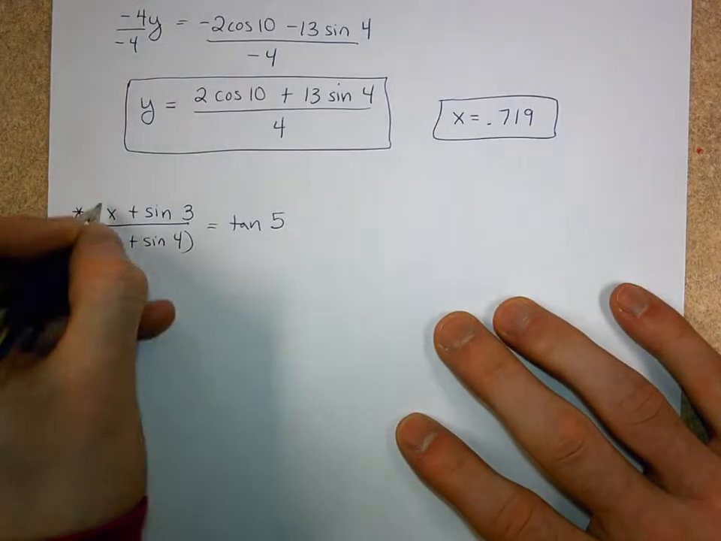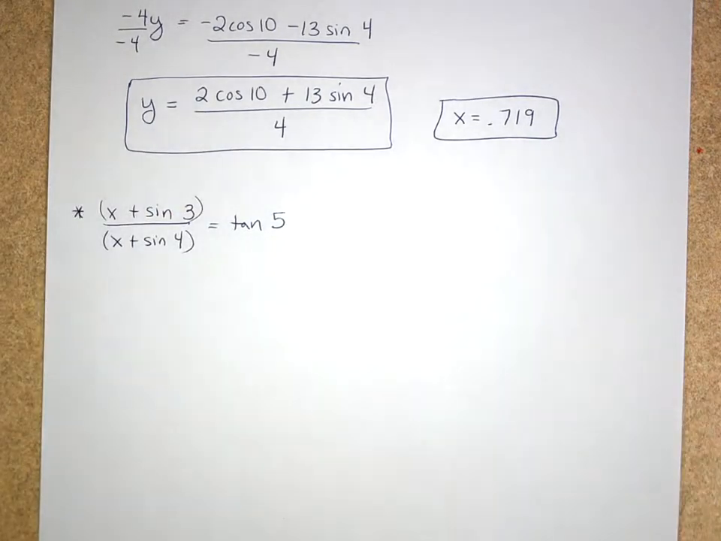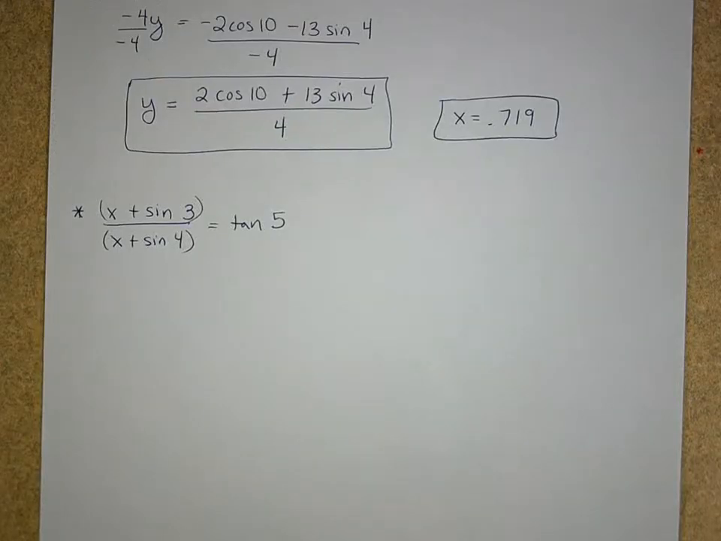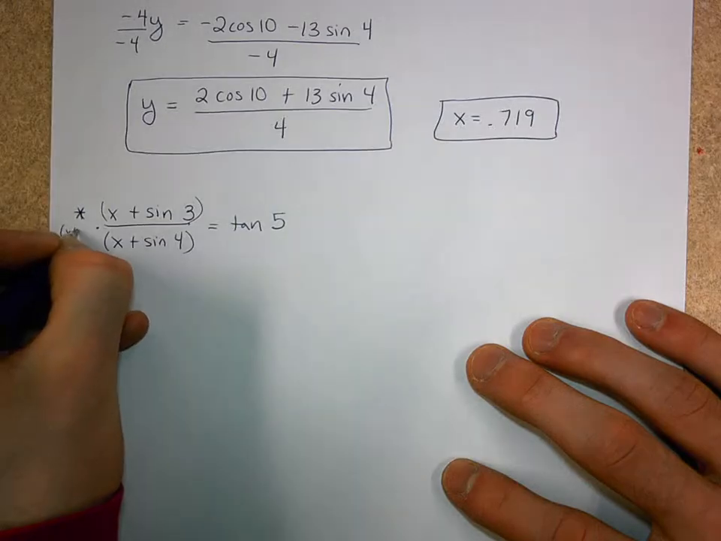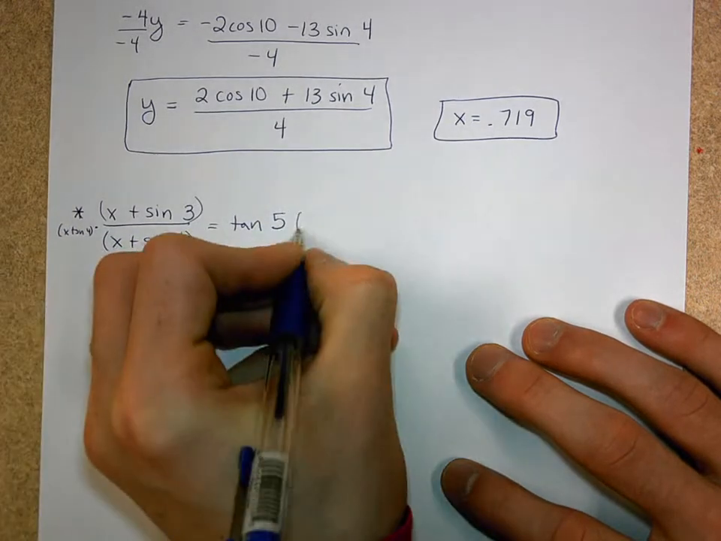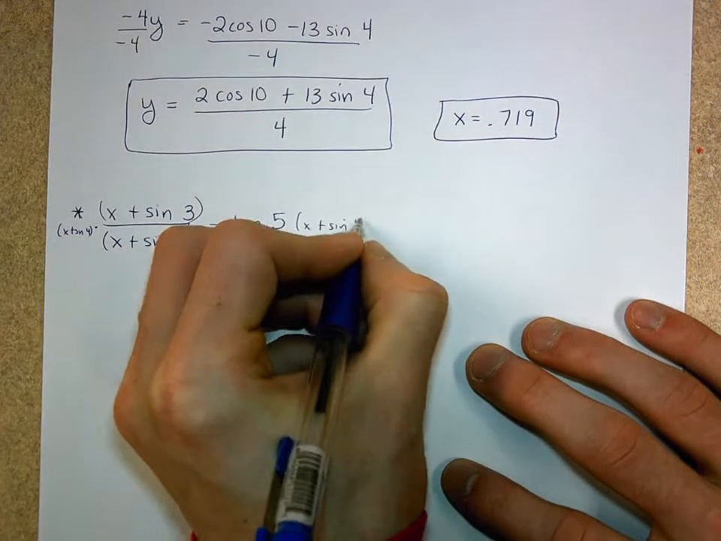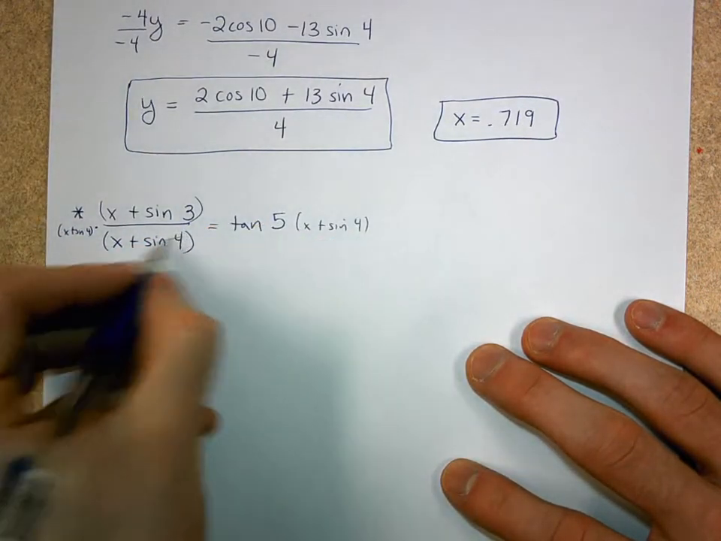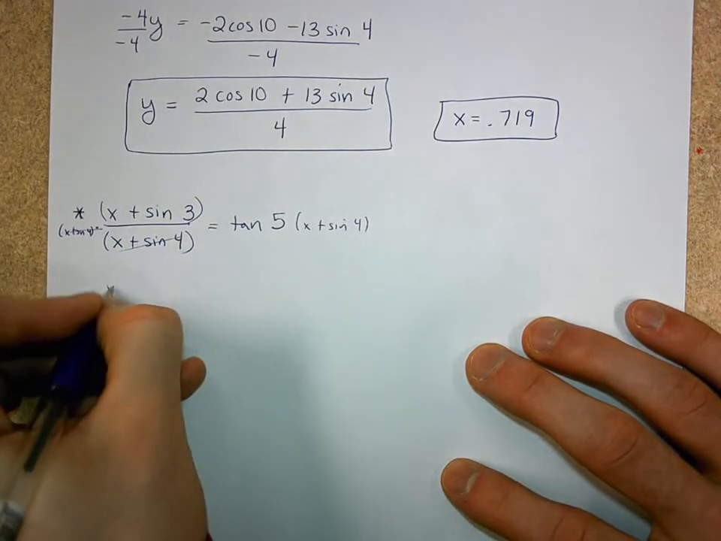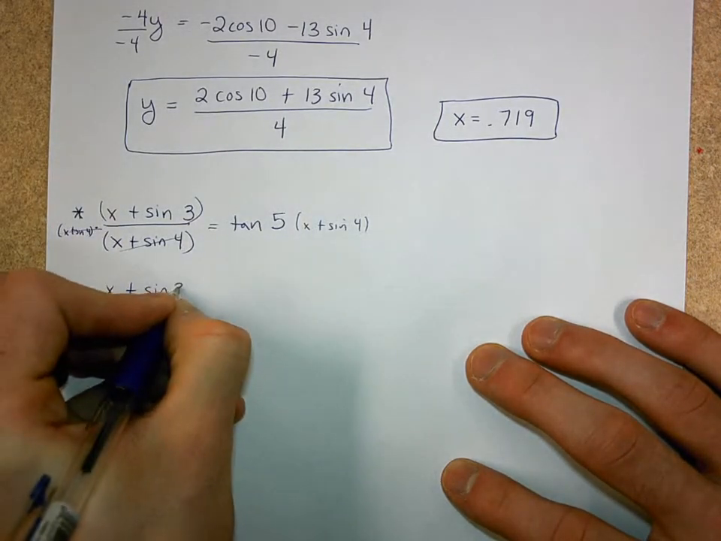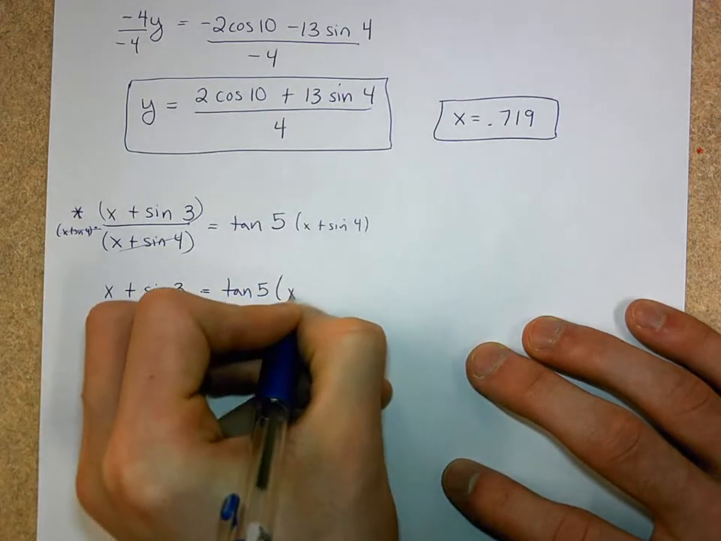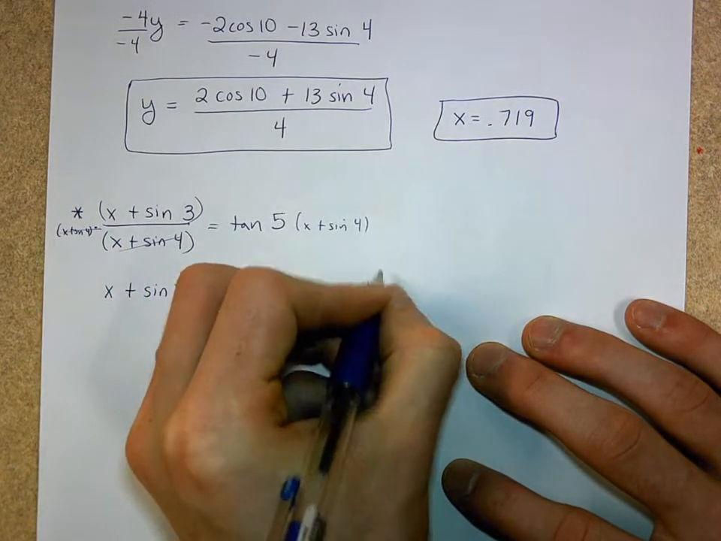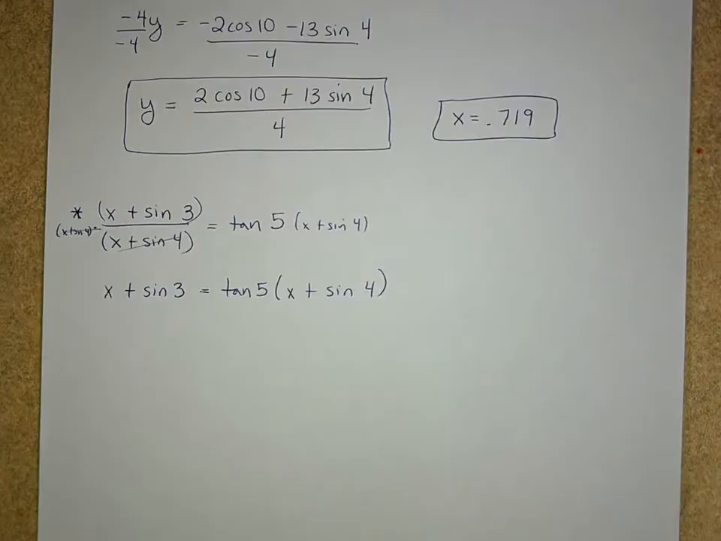So these guys right here are quantities. Cannot cancel x's, cannot simplify signs. So I'm going to get rid of that denominator by multiplying both sides by x plus sine 4. So then these guys will cancel out. I'm left with x plus sine 3 is equal to the tangent of 5, x plus sine of 4.